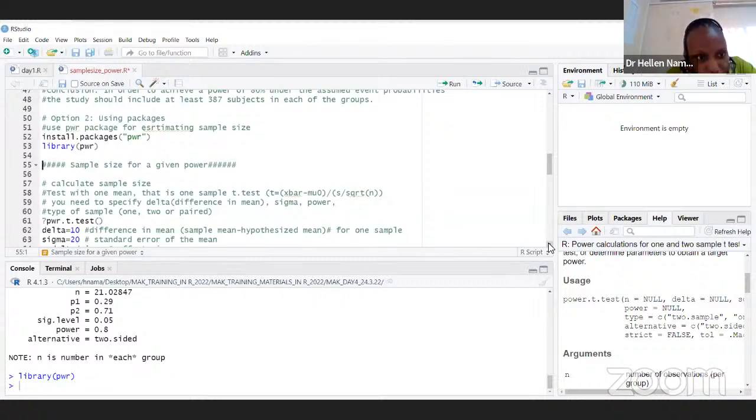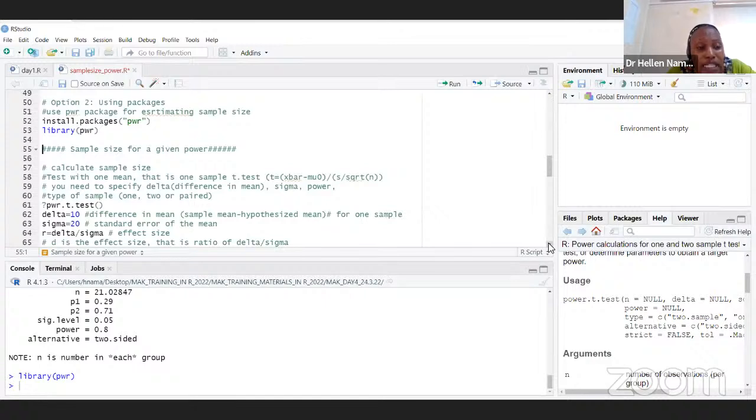Okay, so in this case, having loaded the pwr library, we also want to see how we get the sample size. In case I'm to consider only one sample, if you remember very well initially, in case you're having one sample, how do you test your sample mean?